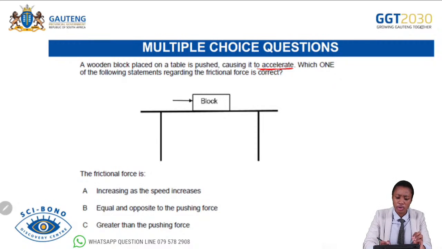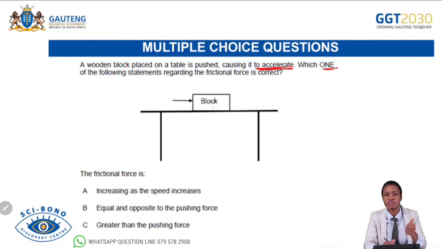Right, a wooden block. So the one that is capitalized is one, so we're only looking for the one correct statement. The others are incorrect. We're reading the question, we understand that it's a wooden block placed on a table, it's pushed, and it's causing it to accelerate. I've underlined accelerate. We're looking at Newton's second law of motion in this case, because it's accelerating. And which one of the following statements regarding the frictional force is correct? So now we are looking at frictional force.